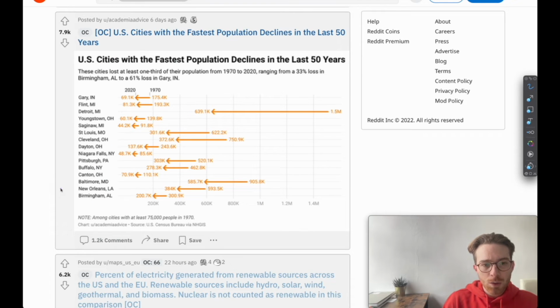So now we have US cities with the fastest population declines in the last 50 years. This is a variety of a dumbbell chart, which will connect 2 points on an axis by a line. And usually it's to show the difference between one time period versus another. Things I really like about this chart, it has clear directionality in the lines. You can see Detroit started out at 1.5 million, and because there's this arrowhead here, you can tell that now in 2020, it's ended at just under 640,000.